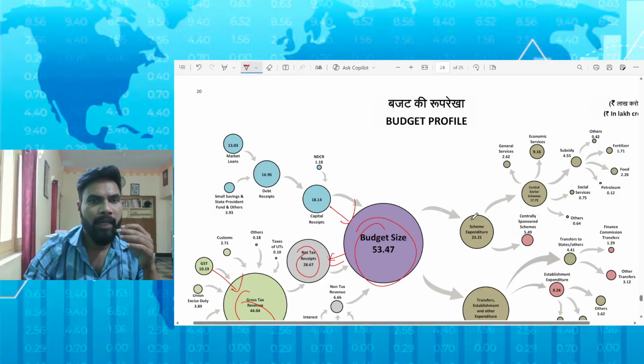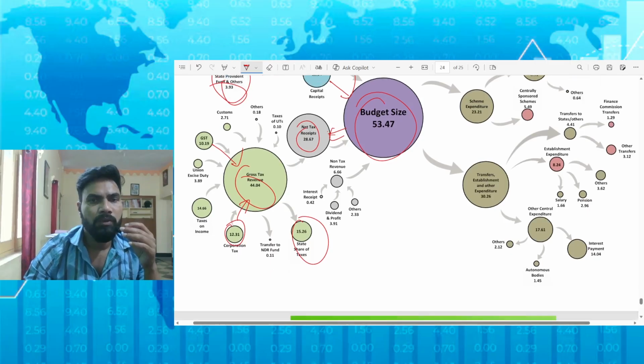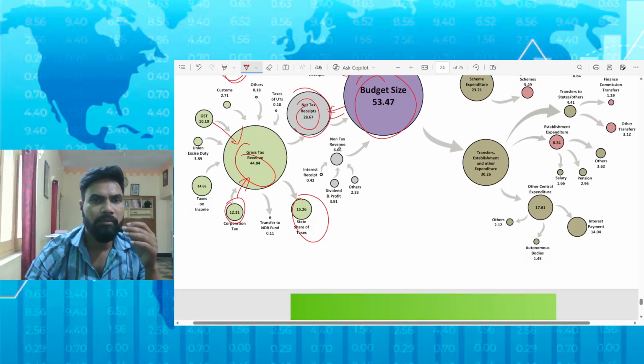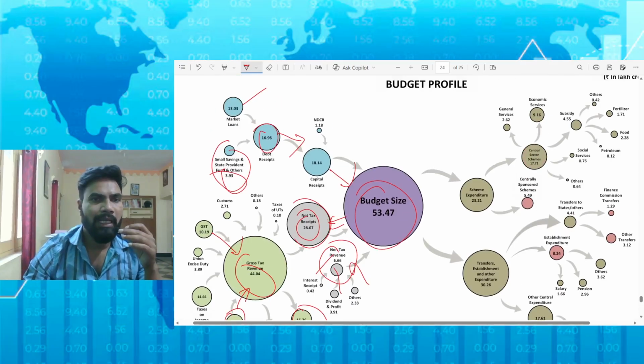Then in capital receipts, the debt receipts stand at almost 17 lakh crore rupees. In that, market loans stand at 13 lakh crore rupees. Then loans, small savings and the state provident fund and others, roughly 4 lakh crore rupees coming. Then tax receipts are this much. Non-tax revenue or receipts are 6.66 lakh crore rupees. In that, interest receipts are there, dividend and profit is there, and others are there. In this way you try and look at the aspects.